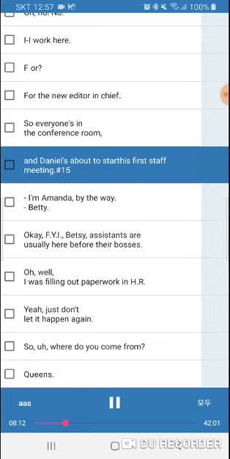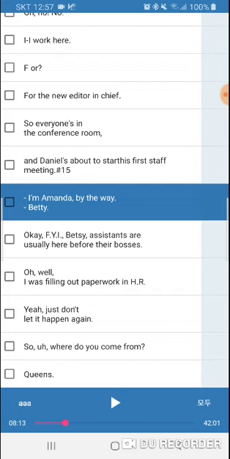Daniel's about to start his first staff meeting. And Daniel's about to start his first step meeting. And Daniel's about to start. And Daniel's about to start his first step meeting. First step meeting. And Daniel's about to start his first step. And Daniel's about to start his first step meeting. First step meeting. And Daniel's about to start. And Daniel's about to start his first step meeting. And Daniel's about to start his first step meeting. And Daniel's about to start. And Daniel's about to start his first step meeting. And Daniel's about to start his first step meeting. And Daniel's about to start his first step meeting.